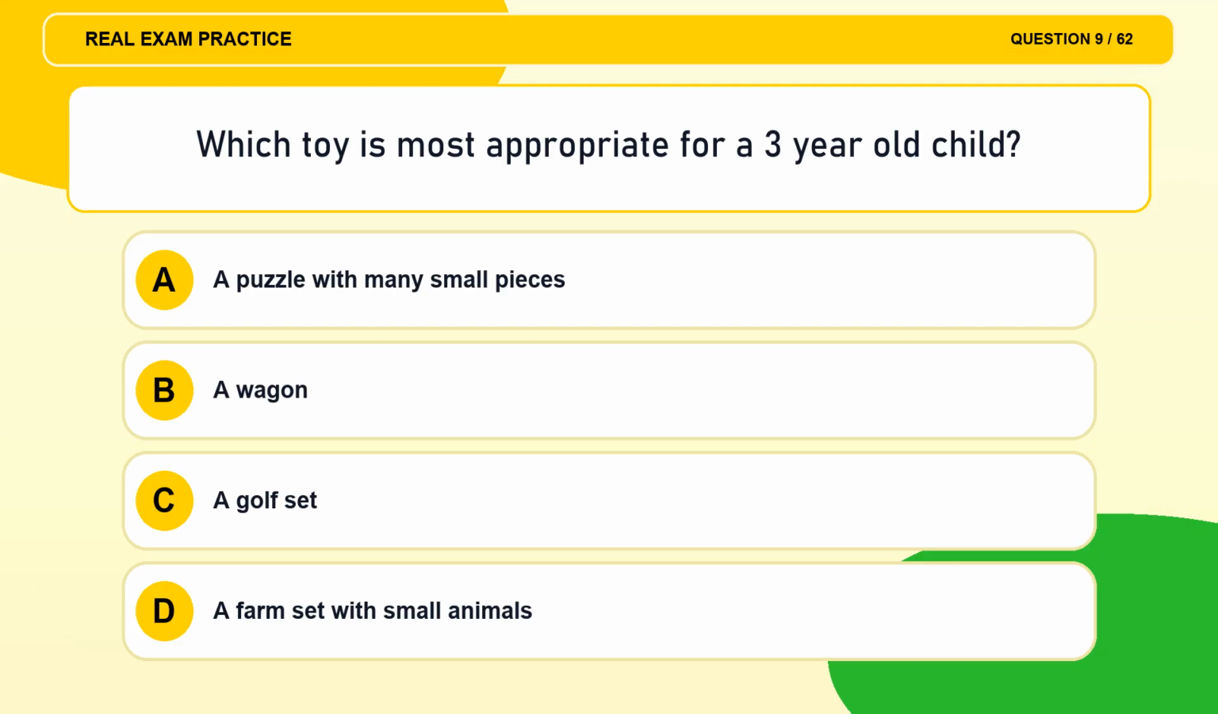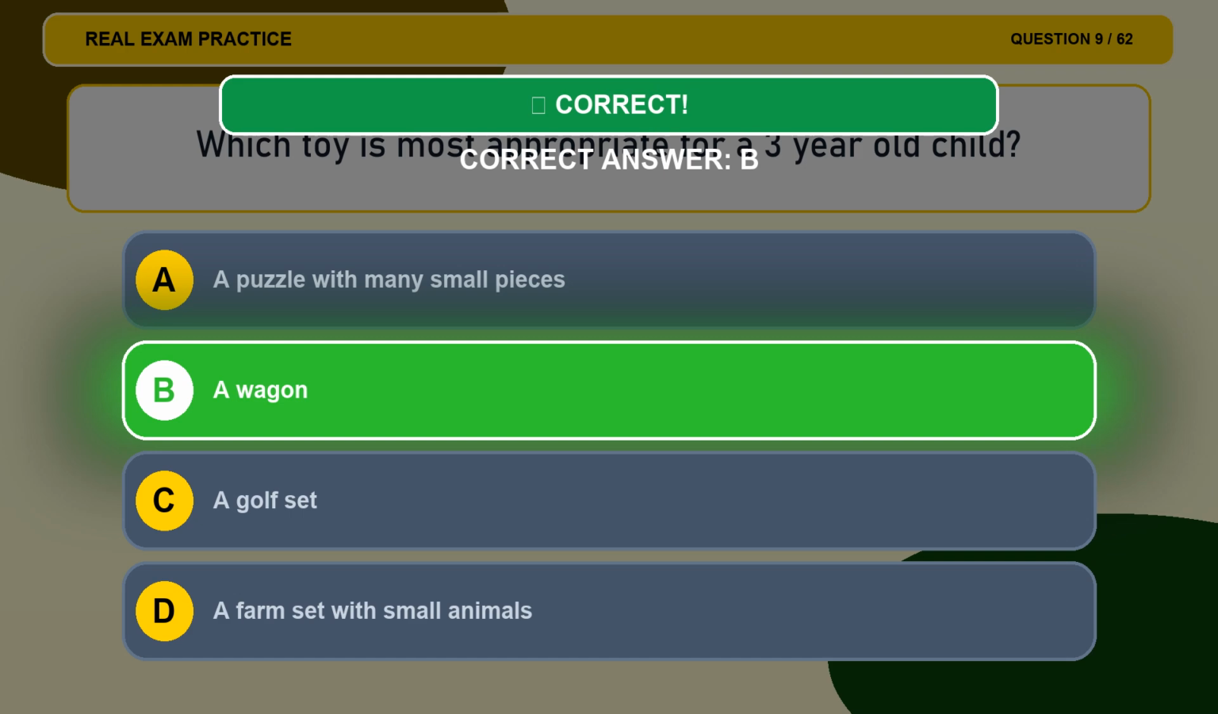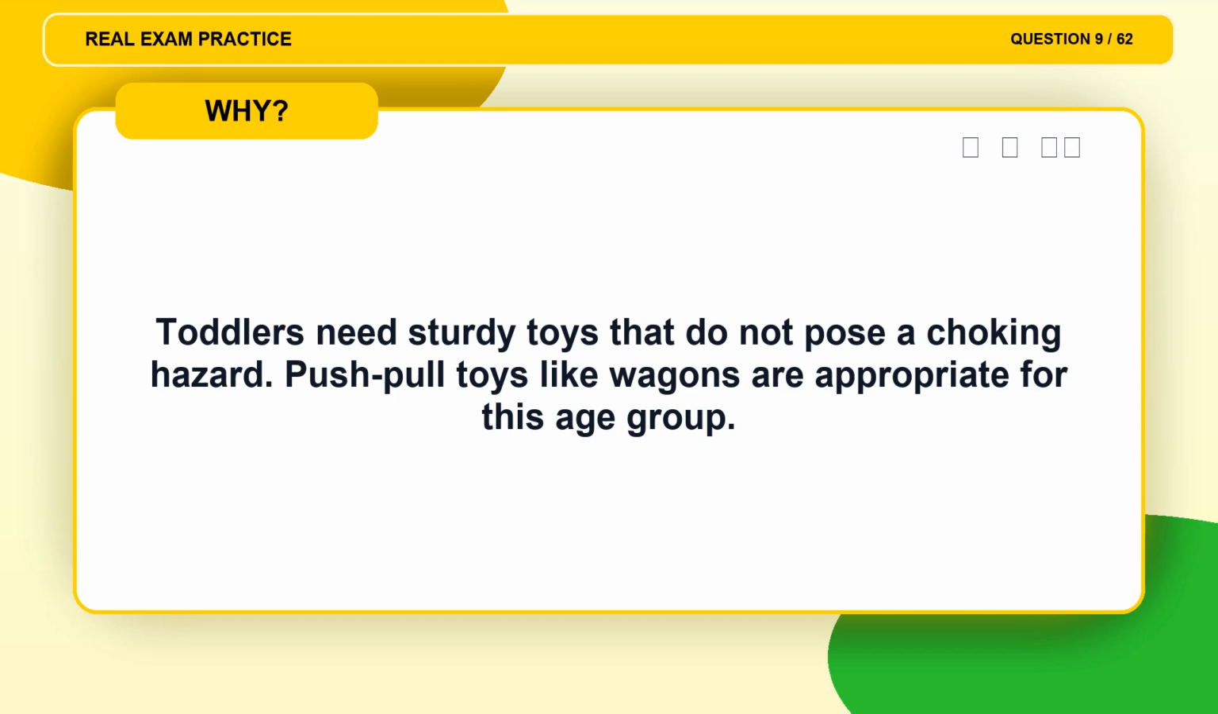Question 9. Which toy is most appropriate for a 3-year-old child? Option A, a puzzle with many small pieces. Option B, a wagon. Option C, a golf set. Option D, a farm set with small animals. The correct answer is option B, a wagon. Toddlers need sturdy toys that do not pose a choking hazard. Push-pull toys like wagons are appropriate for this age group.